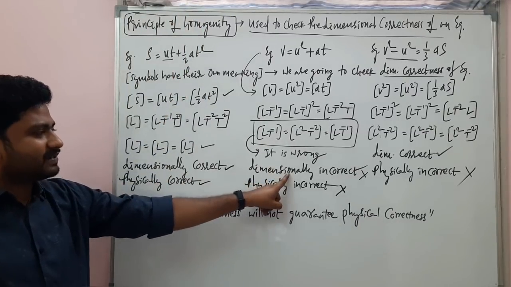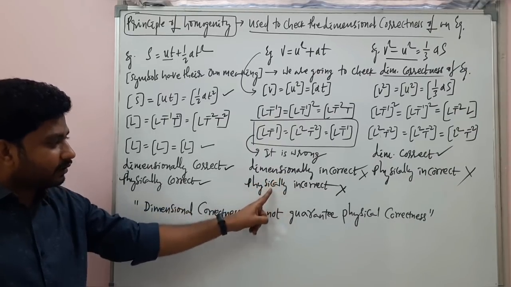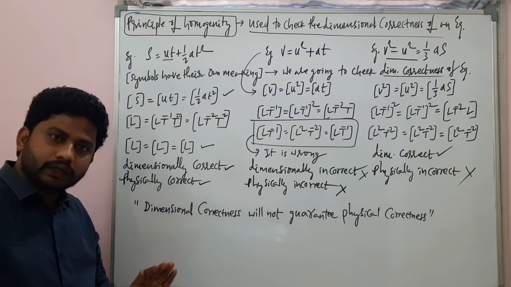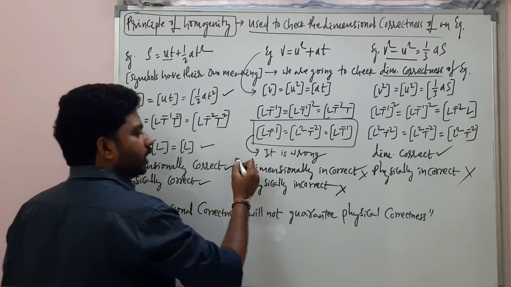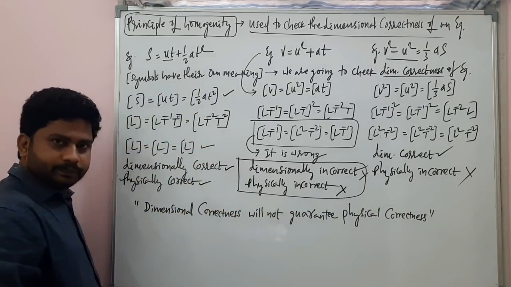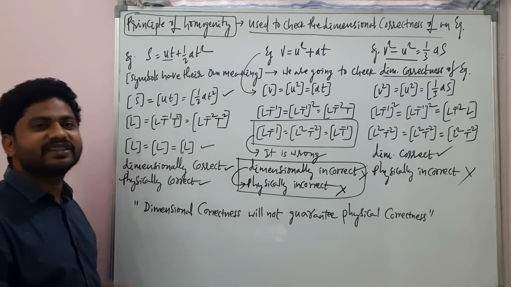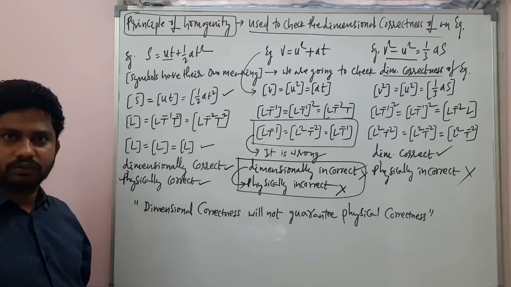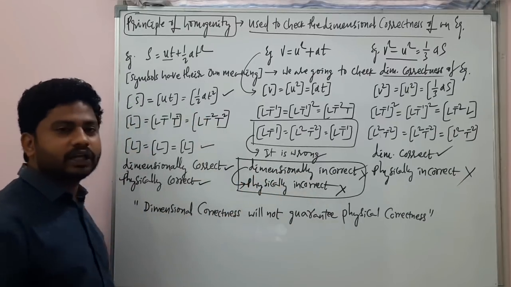This equation is dimensionally incorrect, and this is physically also incorrect. Okay? Clear? Now, in any equation you focus, if it is dimensionally incorrect, definitely that will be physically also incorrect. Understand? Any equation you take, dimensionally incorrect, physically also incorrect.